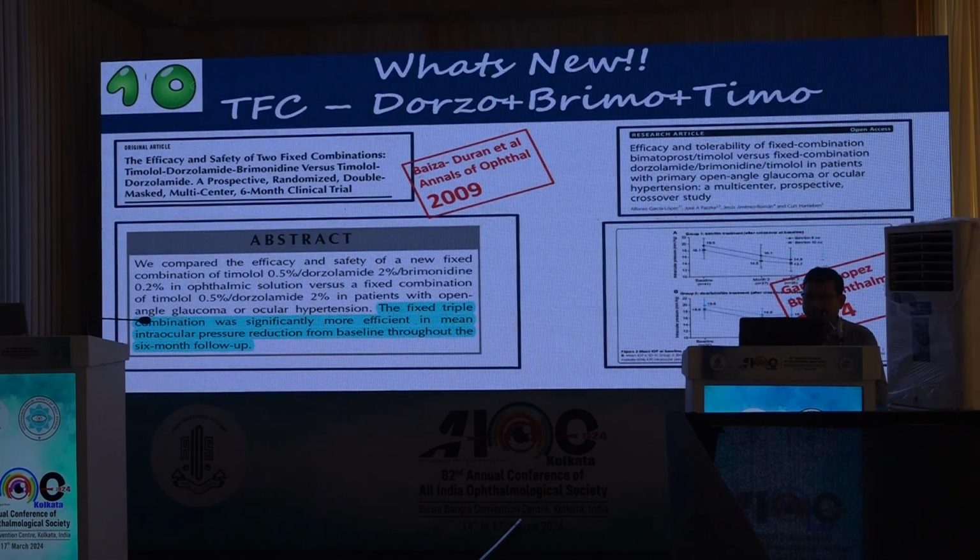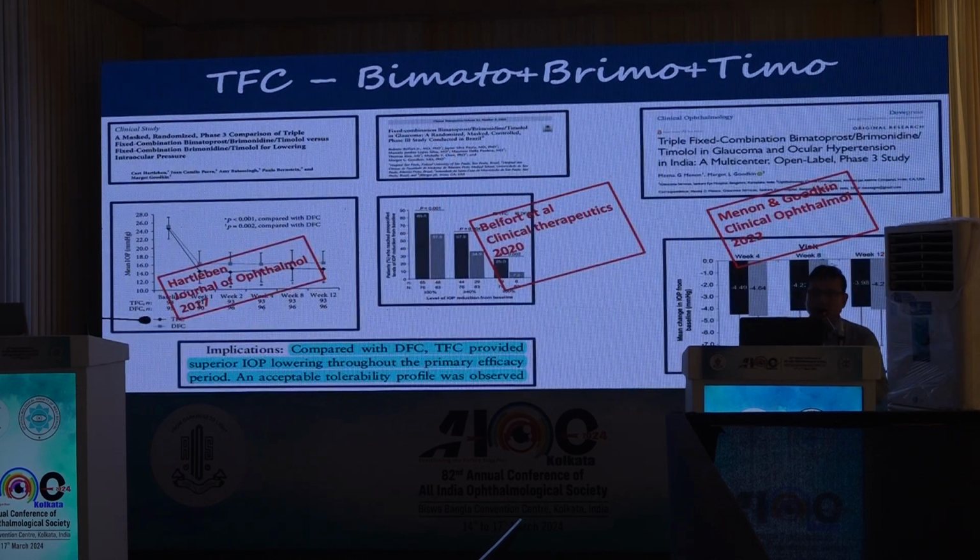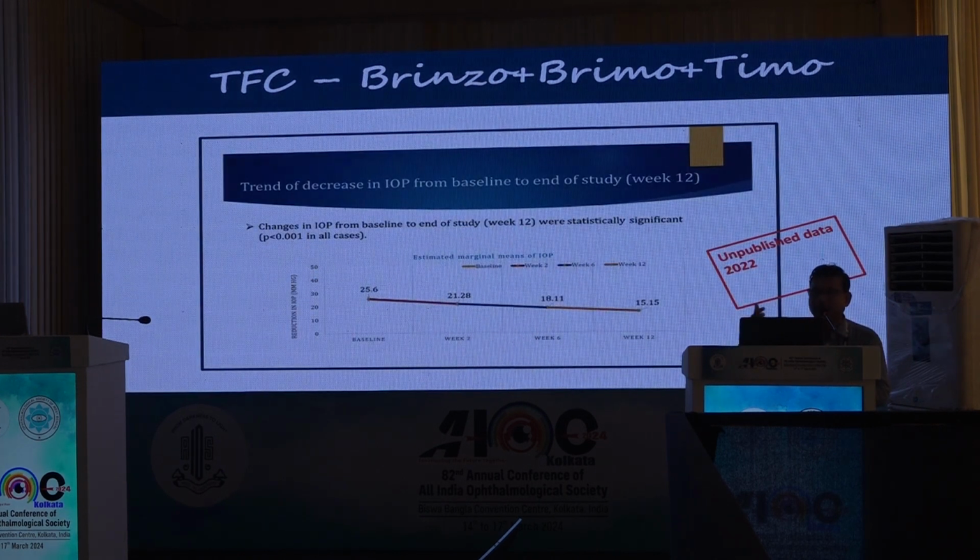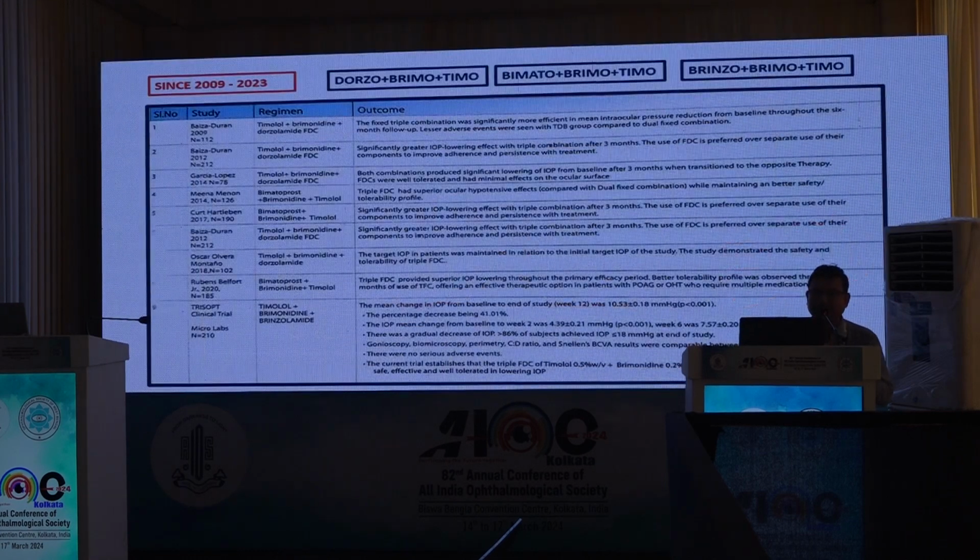So what's new? And is it really new? The triple drug combination. A dorzo-brimo-timo combination study was published way back in 2009. However, these have been pursued. The same combination, another study was published in 2014. Also bimato-brimo-timo, with studies published in 2017, 2020, 2022. And brinzo-brimo-timo, this is unpublished data, currently under publication, where it shows a dramatic decrease in intraocular pressure from 25.6 to 15.15. So fixed dose combinations are definitely the need of the hour.